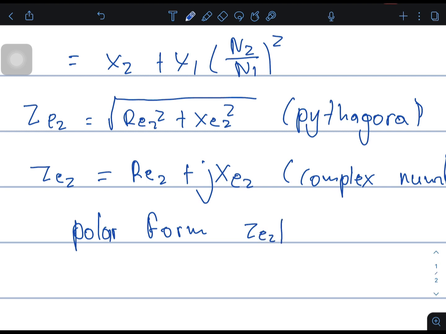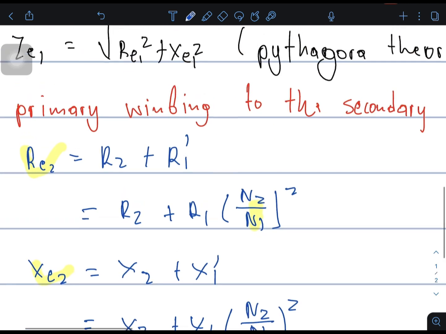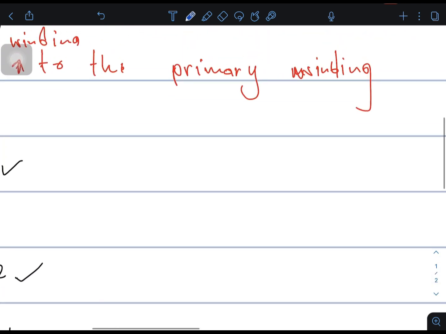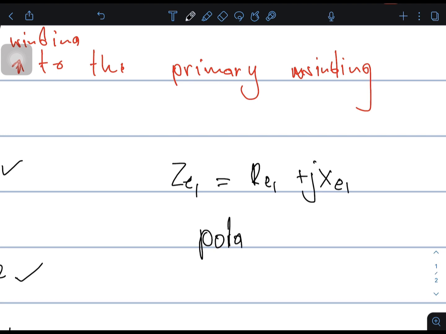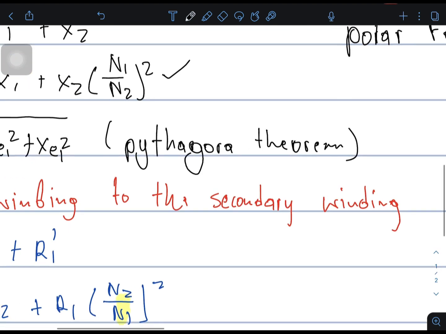Okay, then there is some angle as well. The same goes for this one: Z_e1 is equal to R_e1 plus jX_e1. And for your final answer, you convert to polar form to get the actual equivalent what? Impedance.